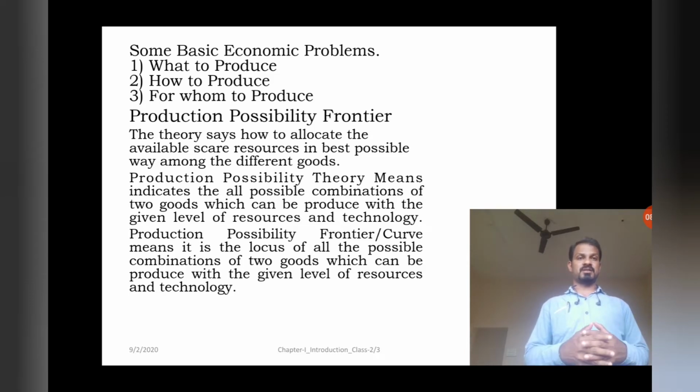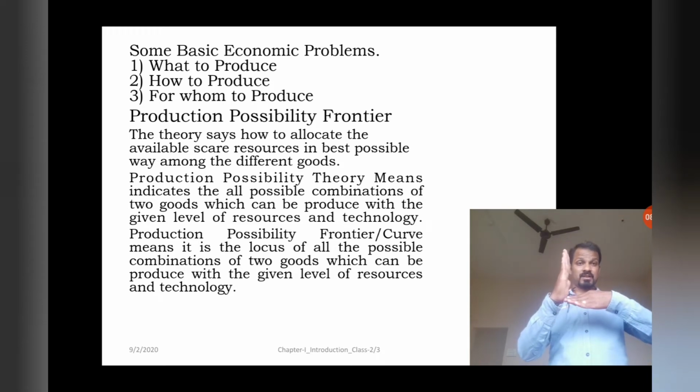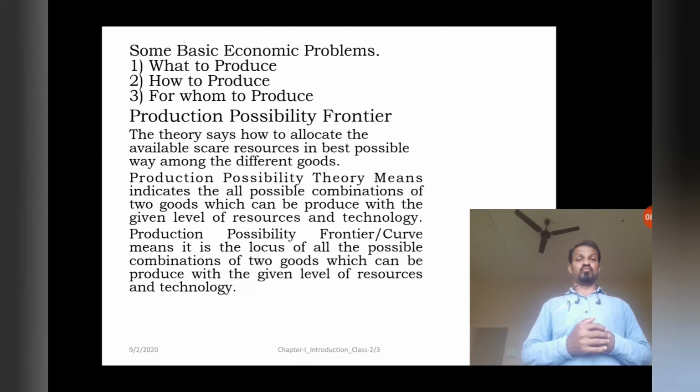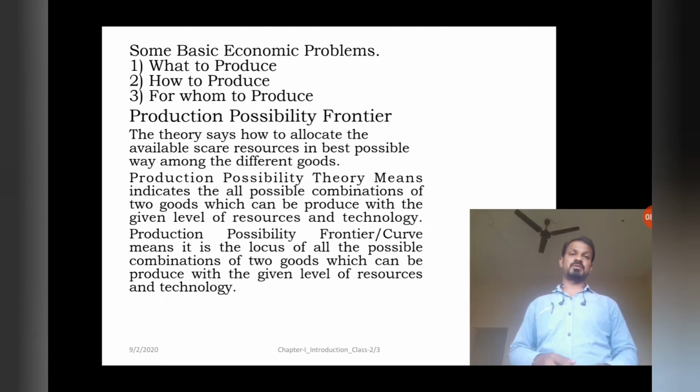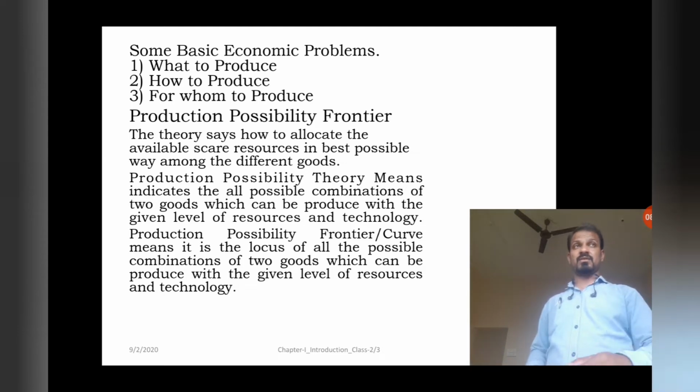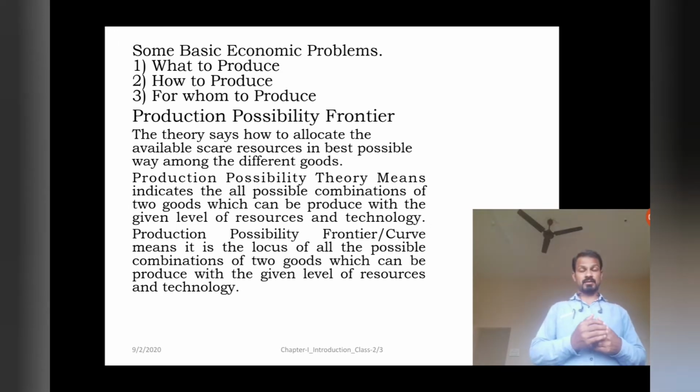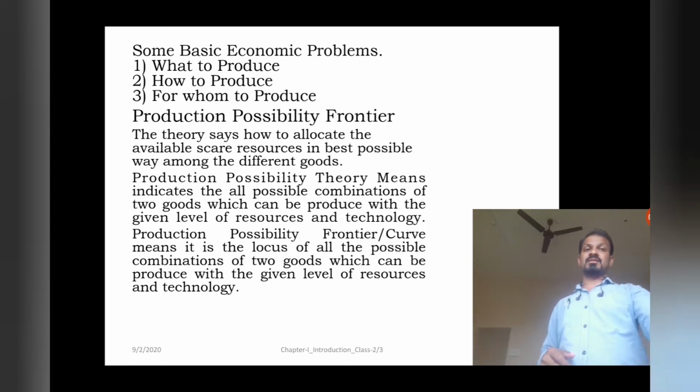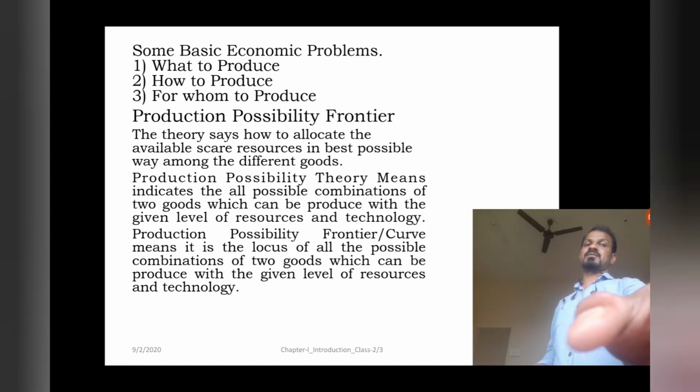Generally or usually the production possibility frontier or curve takes a concave shape. Concave shape means, if these are the axes, the production possibility frontier curve takes this kind of shape. So that is what the production possibility frontier is. This is what they have described through the example in your text. That is what we saw yesterday.